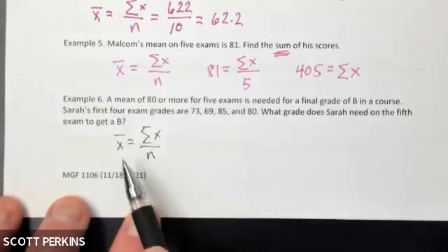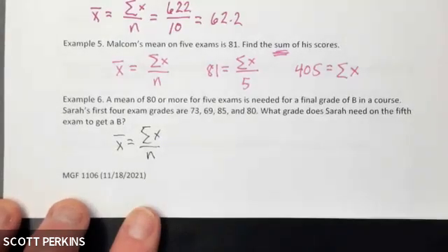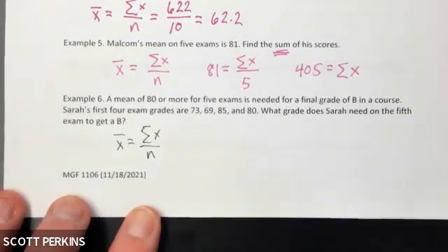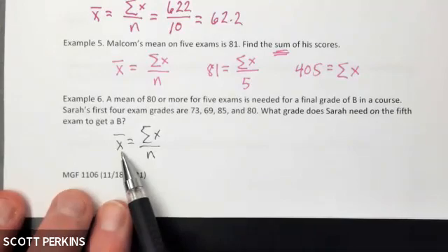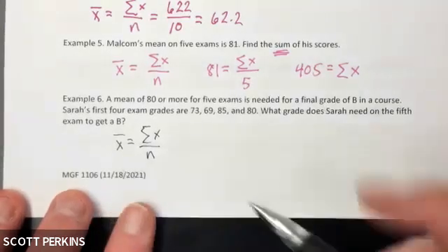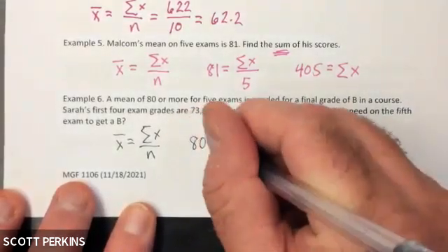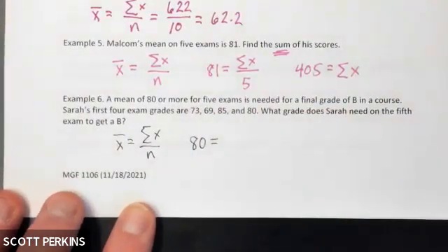So my mean is the sum of the values divided by n. So again, you're going to help me. What's the mean we're looking for? Okay, 80. Sarah wants to get an 80. She wants to get a B in this class. Great.